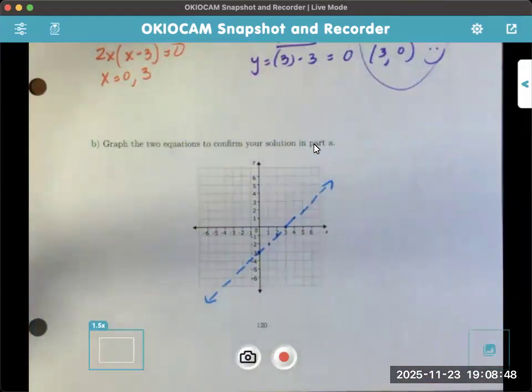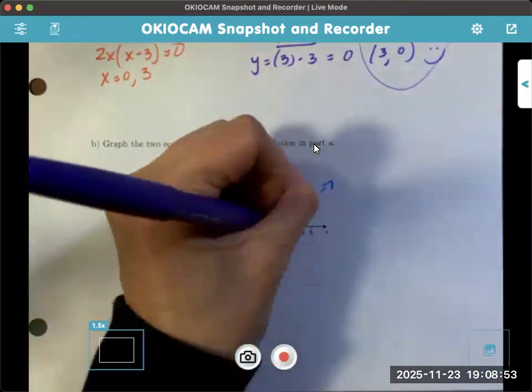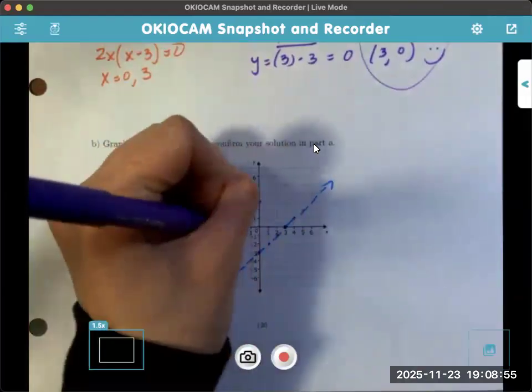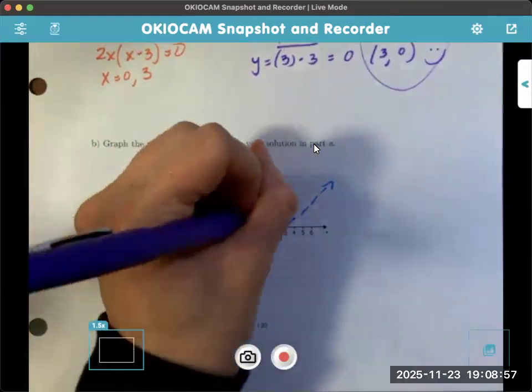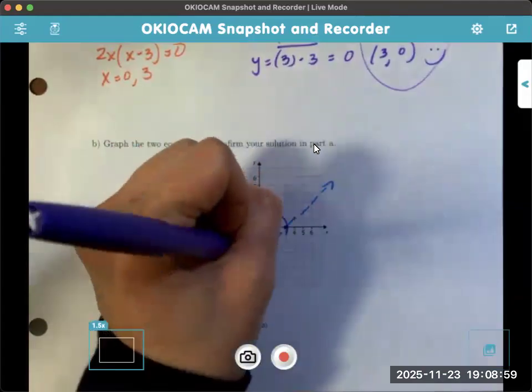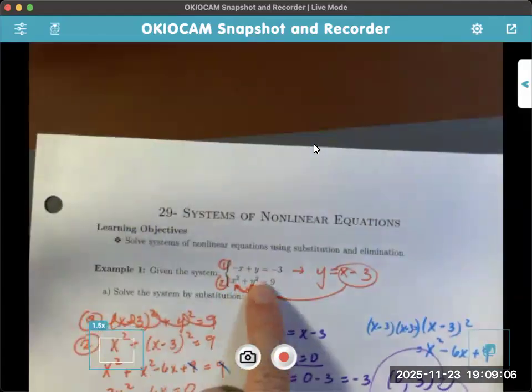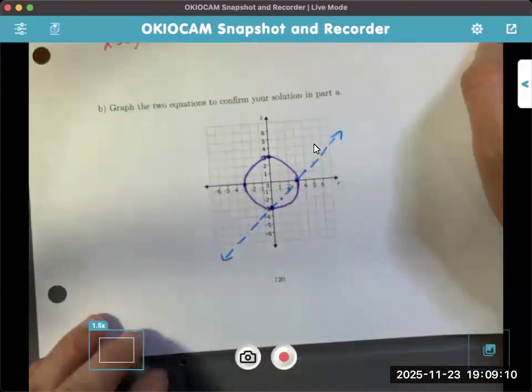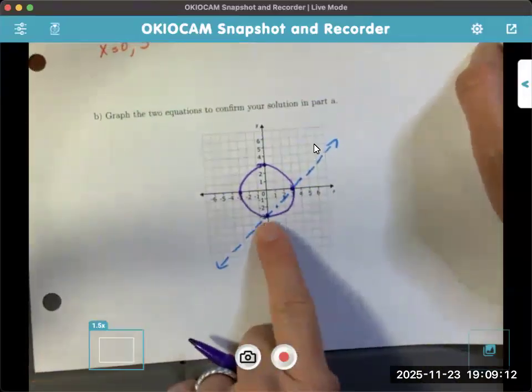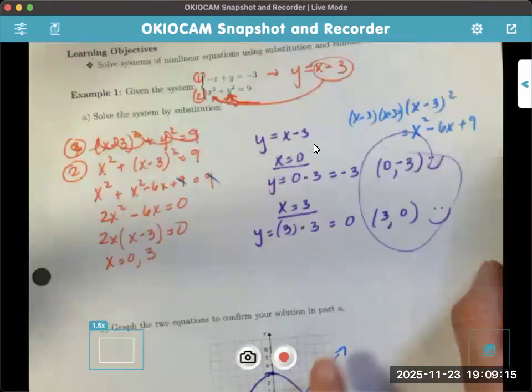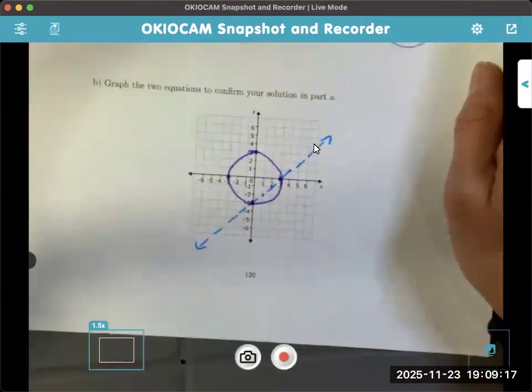And remember, the second equation is a circle with a radius of 3. So out 3, up 3, left 3, down 3. Okay, so go back to circles if we forgot that, right? Just go back to the circle section, refresh your memory. And again, so here we see 0, -3, and 3, comma 0. Yay! Confirmed.